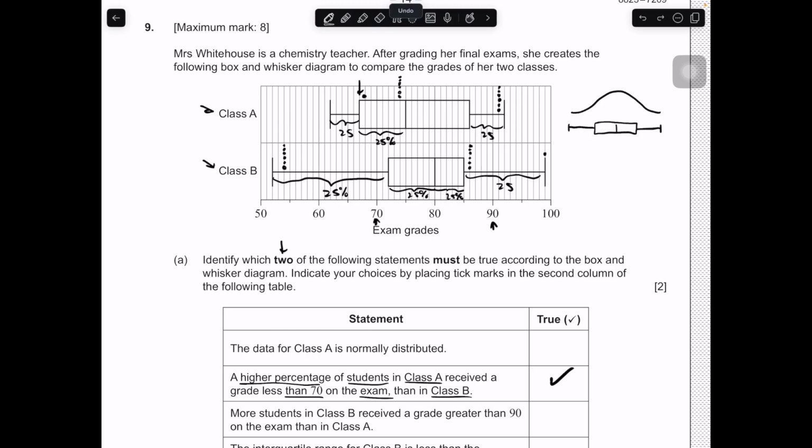It's possible that, for example, more students in Class A received a grade greater than 90, just based on the distribution. We don't know the distribution. We know that 25% is clustered here. This could potentially be a little higher.